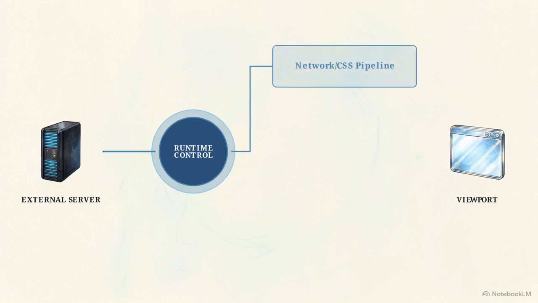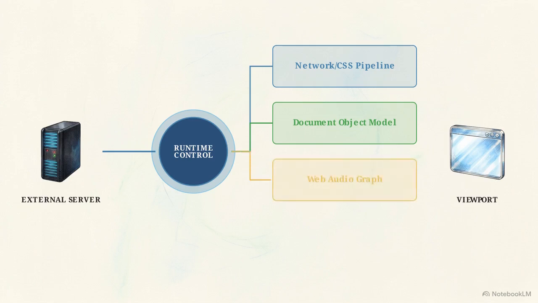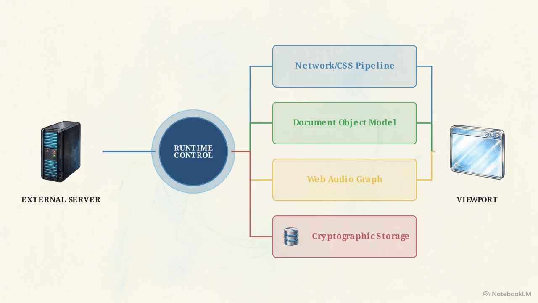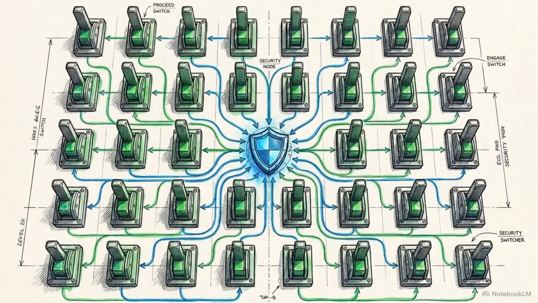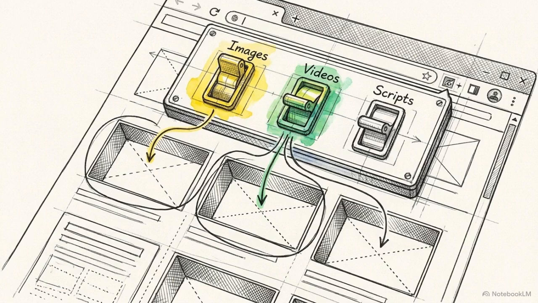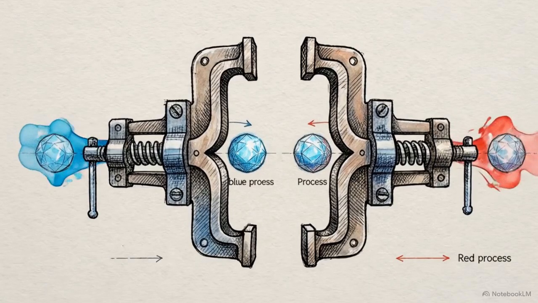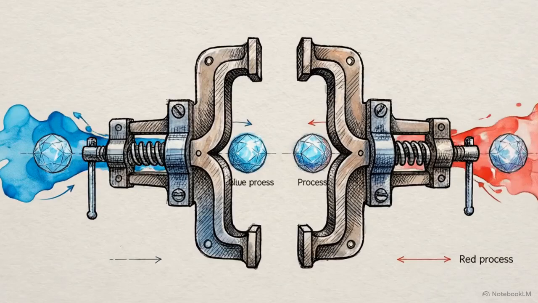This system operates across 4 primary browser subsystems: the CSS rendering pipeline, the document object model, the web audio graph, and local cryptographic storage. By manipulating these specific layers, the extension executes 30 distinct subroutines to manage how data is presented. Effectively managing your digital workspace requires treating the browser as a filtration engine that evaluates data before it ever appears on screen. The first defense is the network layer, terminating media requests to preserve bandwidth.